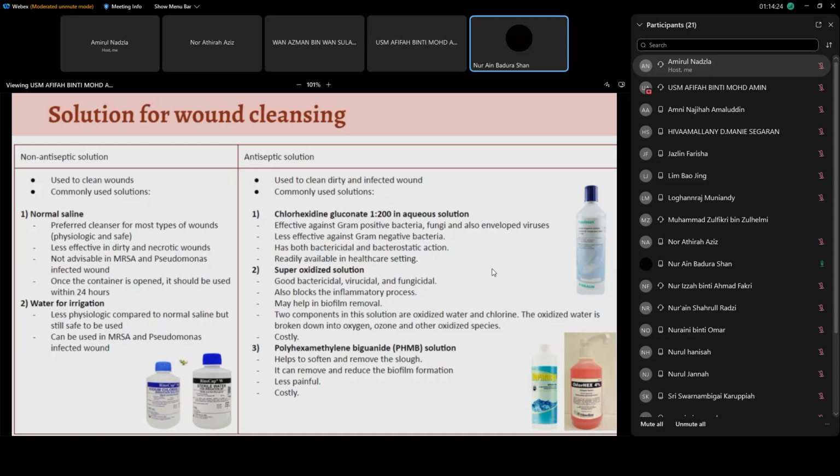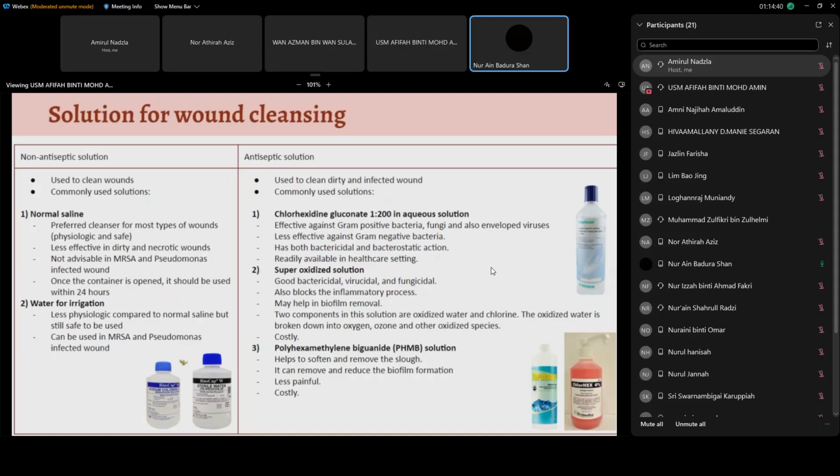And second one is water for irrigation. This one is less physiologic compared to normal saline. However, it is still safe to be used and can be used in MRSA and Pseudomonas infected wounds, as compared to normal saline, which we don't use for that kind of case.